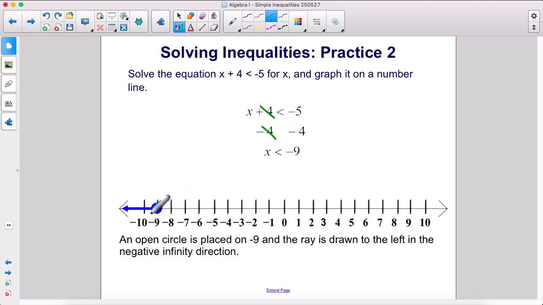So we draw our open circle at negative 9, because there's no equal sign here. Negative 9 is not in the solution set. And because x is less than negative 9, we draw the ray to the left.